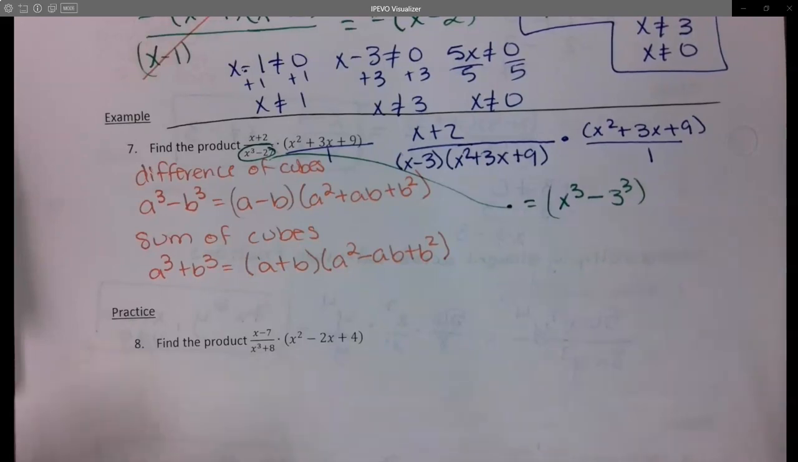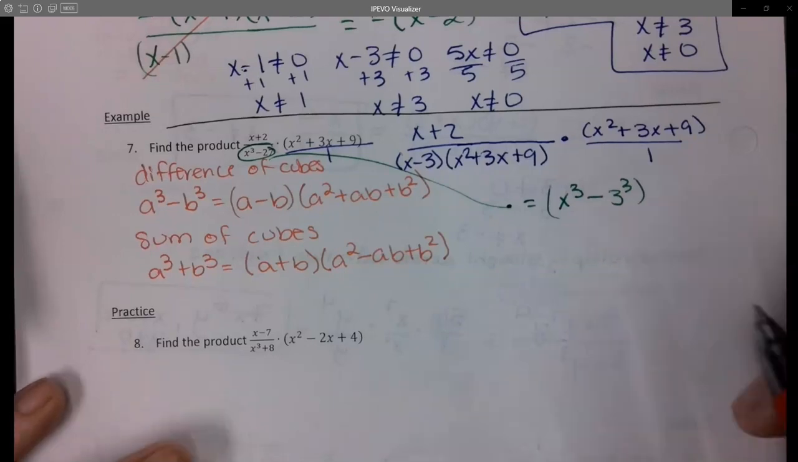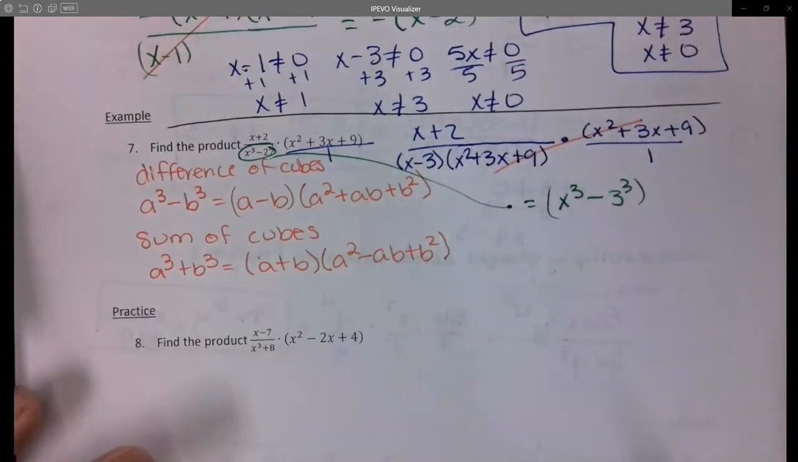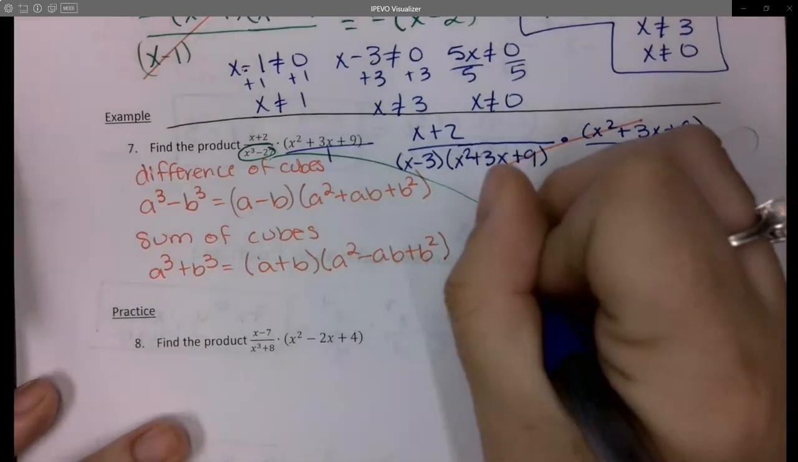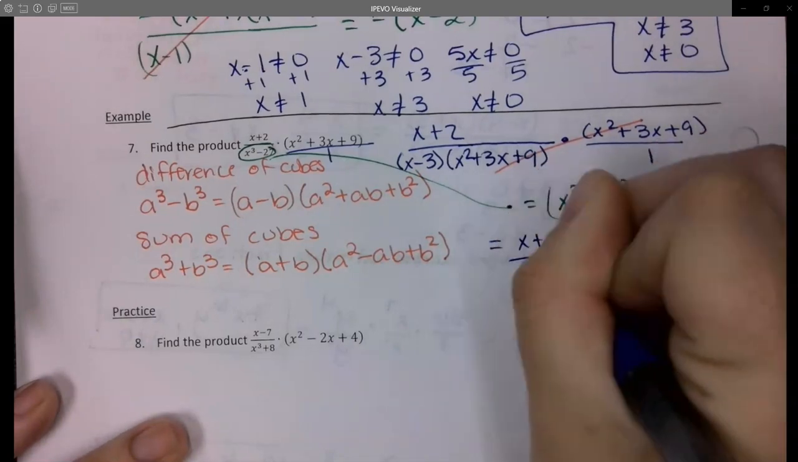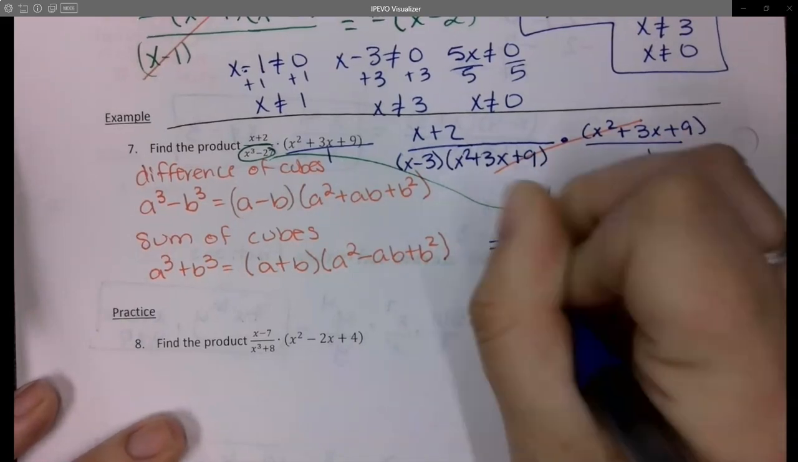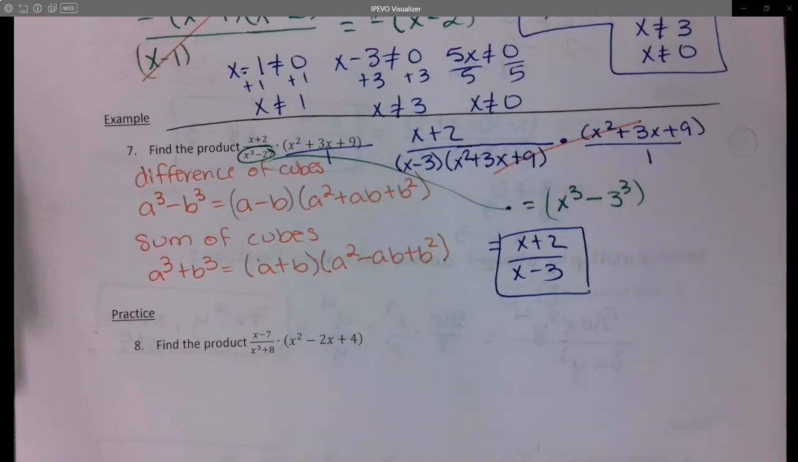Okay, so what can I cancel out on this one? Yep. So then I'm just left with what? Yep. And this is just my answer because that quadratic that I canceled out on a difference of cubes doesn't factor anymore. So I can't even solve it for 0. It gives me imaginary numbers.